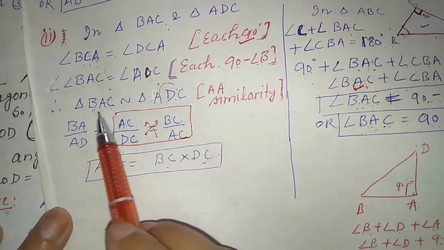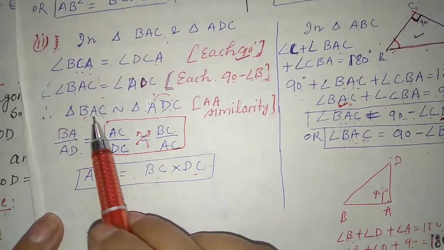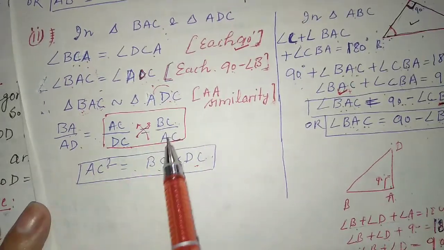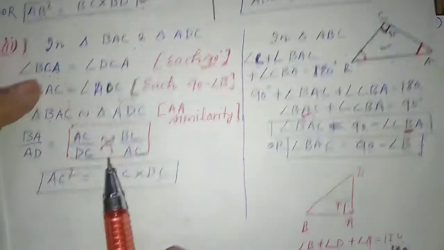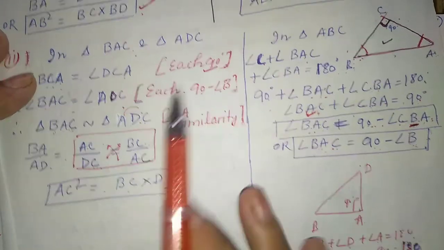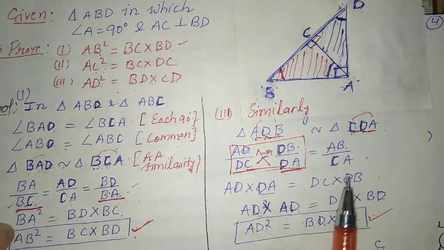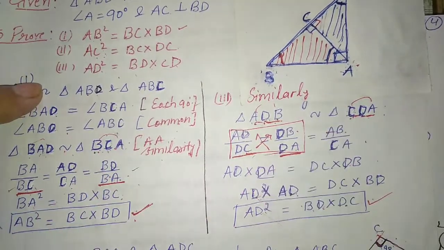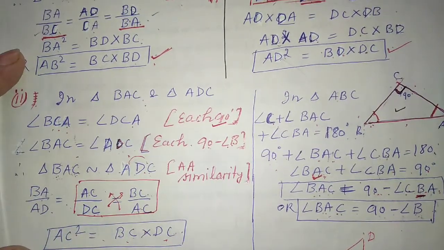BA upon AD is equal to AC upon DC, BC upon AC, the corresponding sides are in ratio. We will choose only that part because we have to find AC square. So we choose the part in which AC square is there. AC square is equal to BC into DC. That is the second part that we wanted to prove. So first we proved the first part, then the third part, and last we took the second part. Like this we can do the second question also.